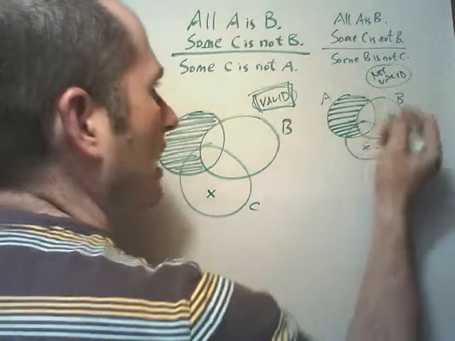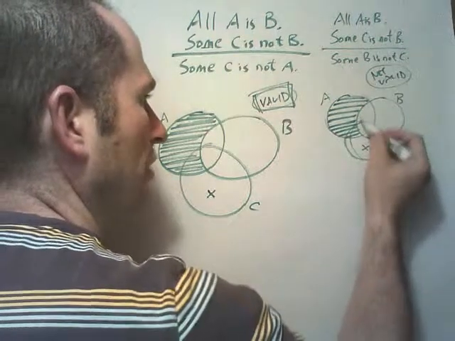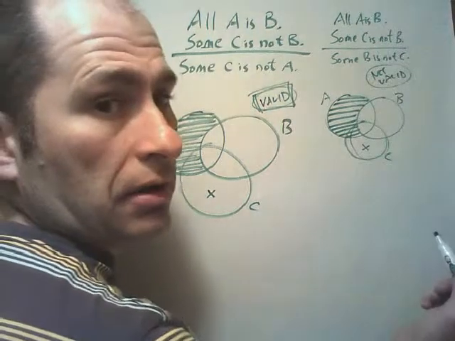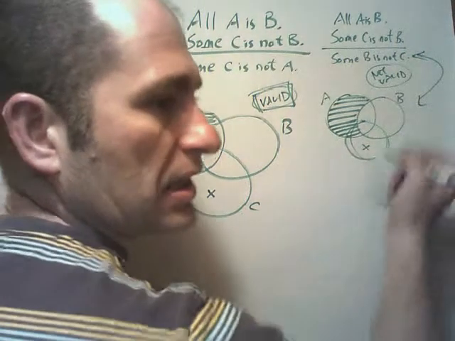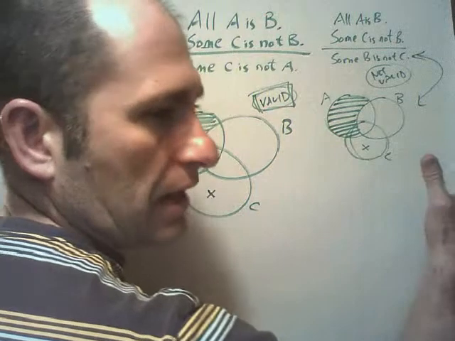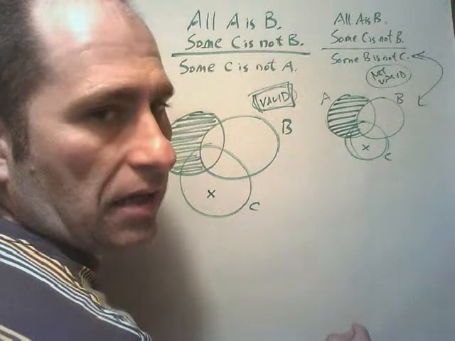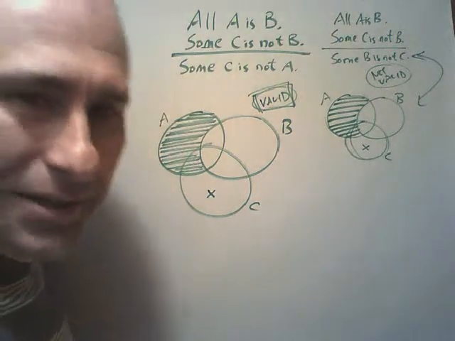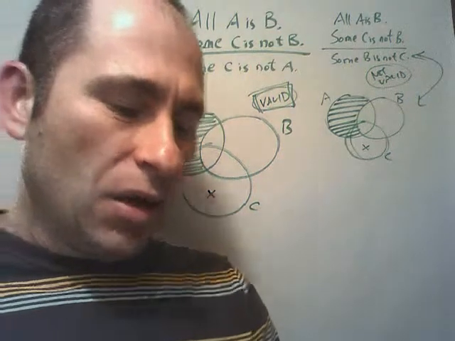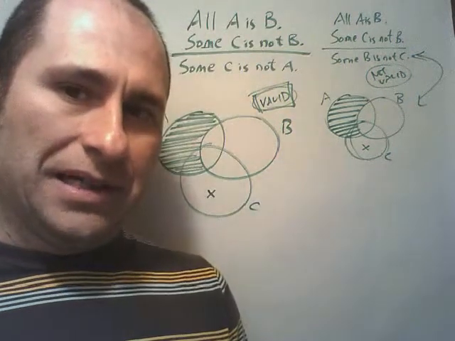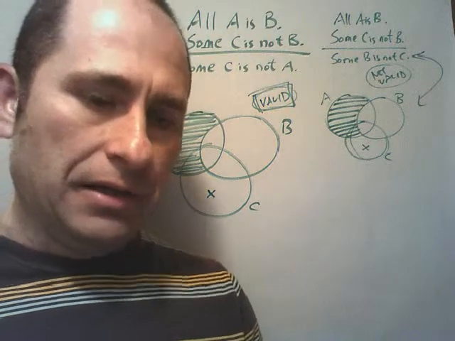Okay? Now, it's not valid because when I do the first premise and when I do the second premise, in the only way it could be drawn, the conclusion was not also simultaneously drawn. So I can tell you right away this is not valid. It's also not valid because if you look at some C is not B, it just doesn't make sense from some C is not B to say some B is not C. You can't switch those two around. All right.